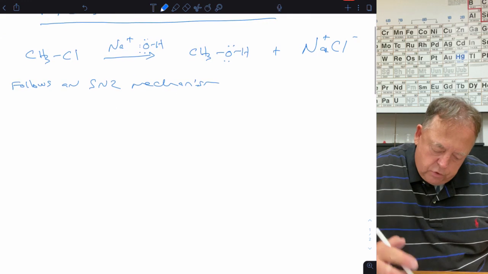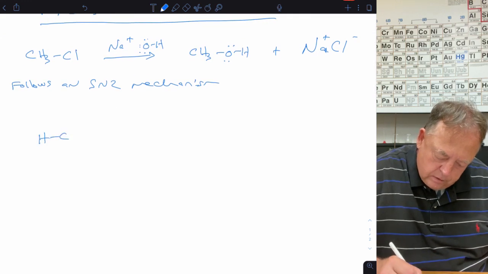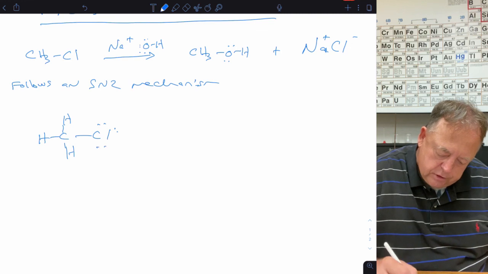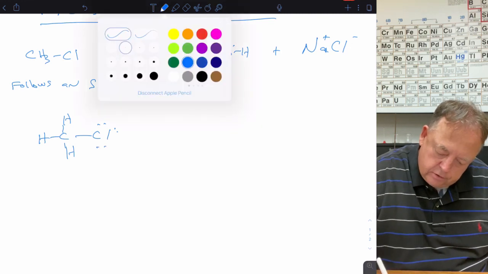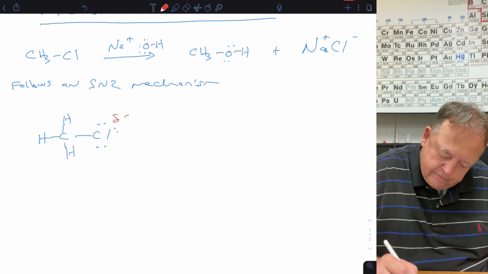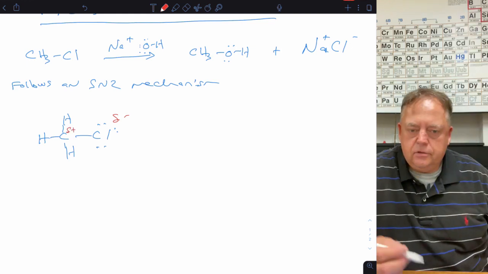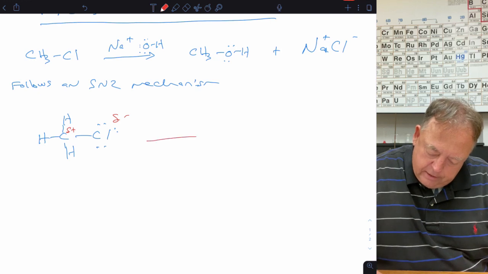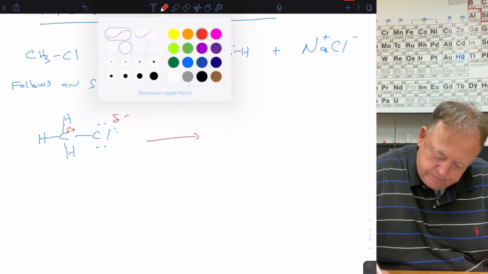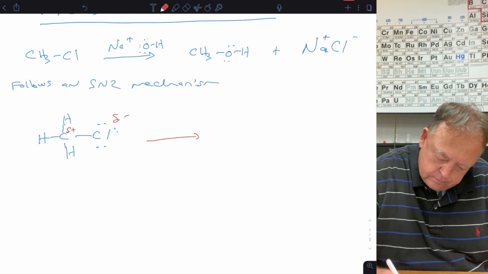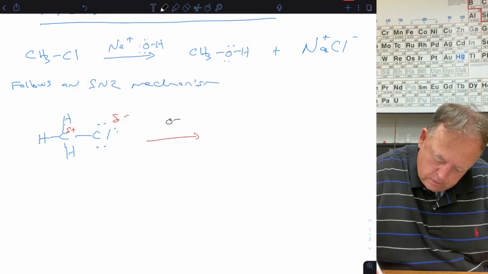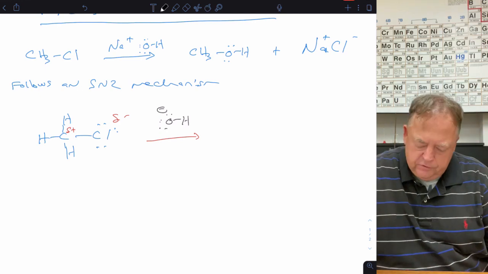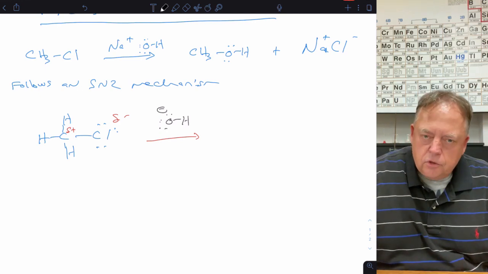So what happens in this reaction? If we assign partial charges, chlorine is partial negative, right? And carbon is partial positive because chlorine is more electronegative than carbon. And so if we take that and react that with hydroxide, well, oxygen is fully negative charged. So negatives, of course, are attracted to positives.